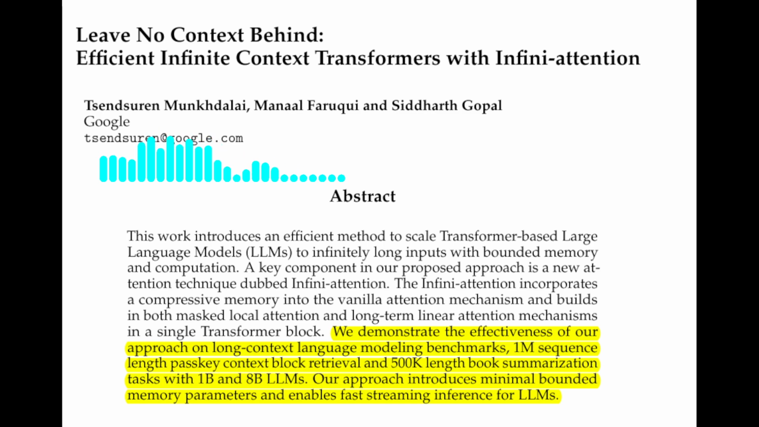Are there any limitations or challenges associated with Infini-attention? One potential challenge is the need for careful tuning of the gating mechanism to balance the contributions of the local attention and the compressive memory. Additionally, the effectiveness of Infini-attention may depend on the specific task and the length of the input sequences. Further research is needed to explore the optimal configurations and applications of this approach.